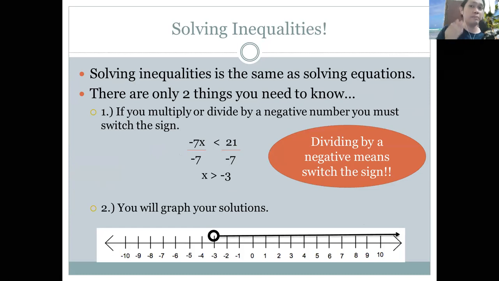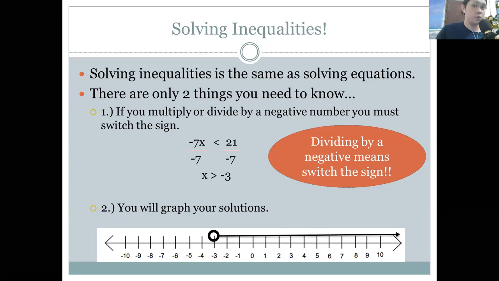First, if you multiply, again, I highlight the word multiply, or divide. When you multiply or divide by a negative number, you must switch the sign of the inequality. If it is greater than, it turns into less than. If it is less than, it turns into greater than. If it is less than or equal to, that switches into greater than or equal to. If it is greater than or equal to, that switches into less than or equal to.